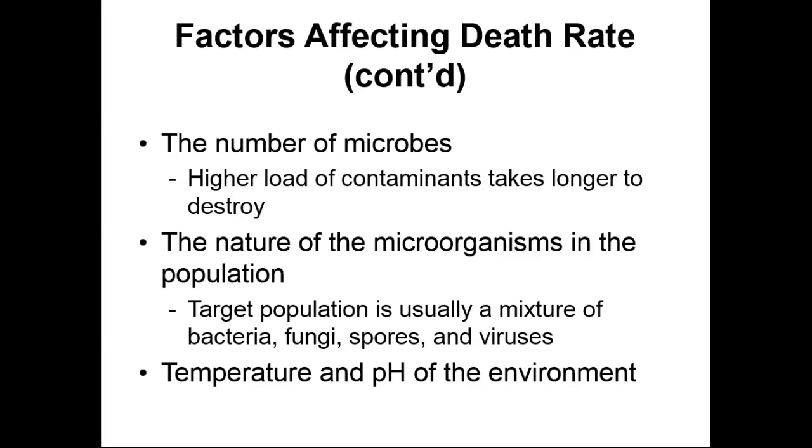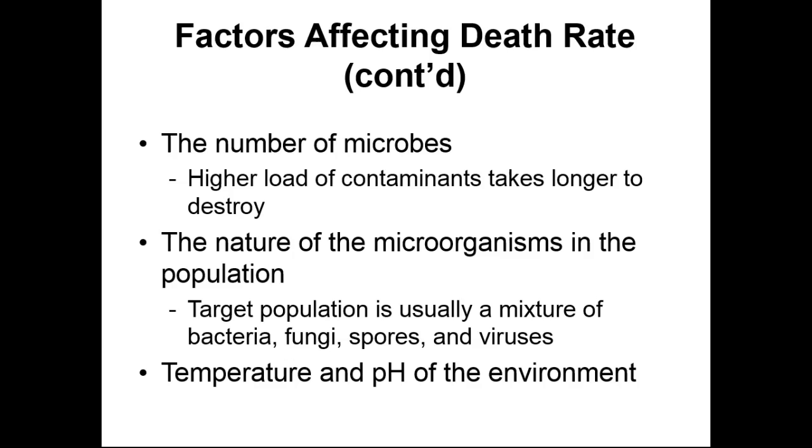So, what can influence the death rate? The number of microbes absolutely can influence the death rate. The higher the concentration of microbes, or the higher the number of microbes, the longer it takes to kill them all. Remember, they don't all die at the same time. It's a Gaussian curve, so to speak. And then also the nature of the microbial population. Is it going to be in a biofilm? If it is, it's going to be really hard to kill. Is it a pure culture of fresh young cells? Is it an older culture of mixed populations of bacteria, fungi, and viral particles, some of which may be in an endospore stage? And then finally, the temperature and the pH of the environment are also key factors.